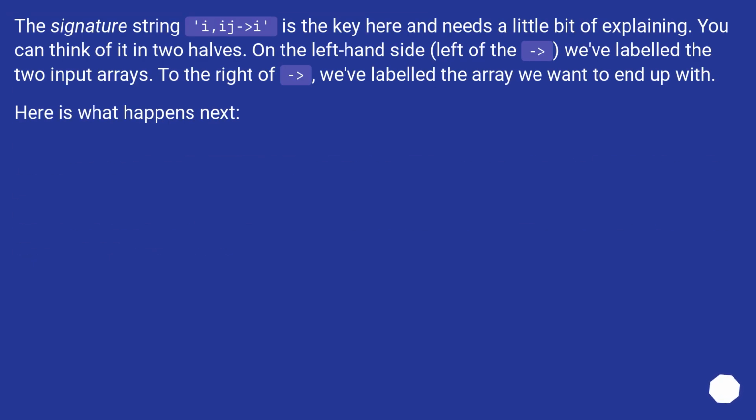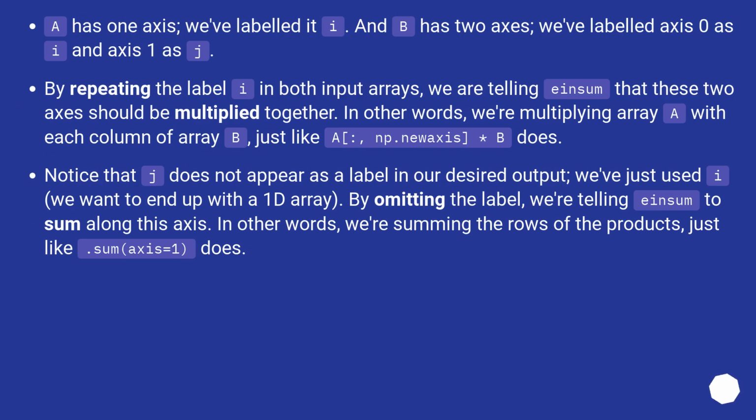the signature string is the key here and needs a little bit of explaining. You can think of it in two halves. On the left-hand side, left of the arrow, we've labeled the two input arrays. To the right of the arrow, we've labeled the array we want to end up with. Here is what happens next. A has one axis, we've labeled it i. And B has two axes, we've labeled axis 0 as i and axis 1 as j.